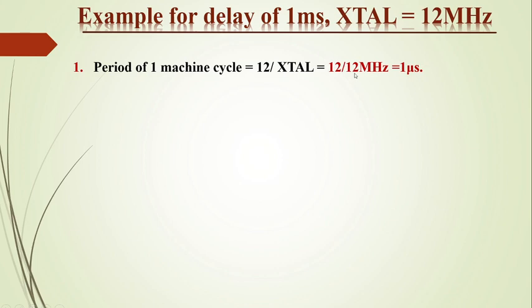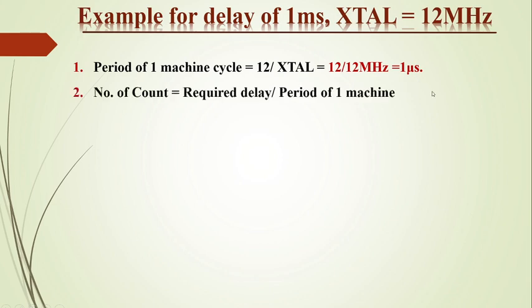So 12 divided by 12 megahertz, that is 12 divided by 12 × 10^6. So we get 1 × 10^-6, that is 1 microsecond. So we get the period of one machine cycle for a 12 megahertz crystal as 1 microsecond. Now the second step is the number of counts. That can be found by the formula: required delay divided by the period of one machine cycle.